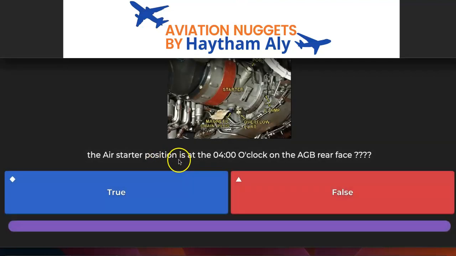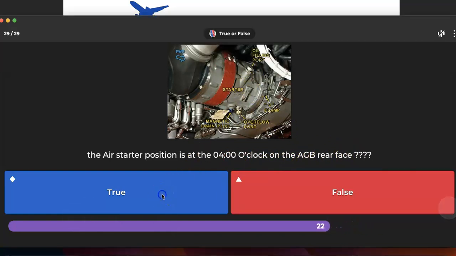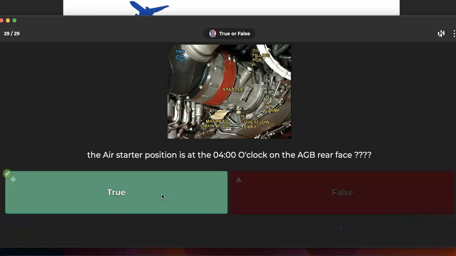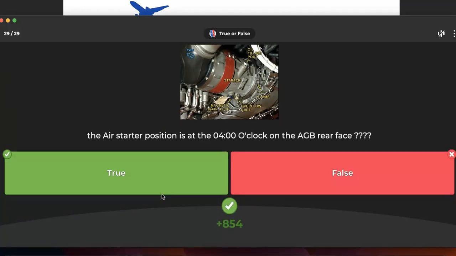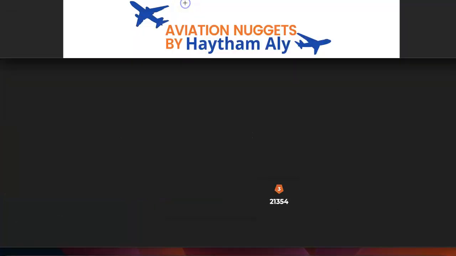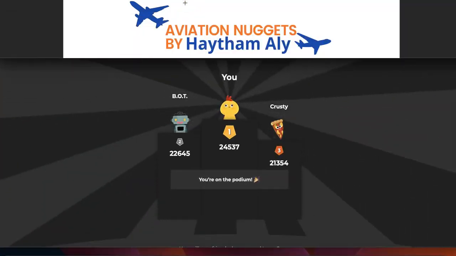The air starter position is at the 4 o'clock on the AGB rear face. Yes, this is the air starter on the rear face of the accessory gearbox, at the 4 o'clock position, as seen from the rear of the engine looking forward.